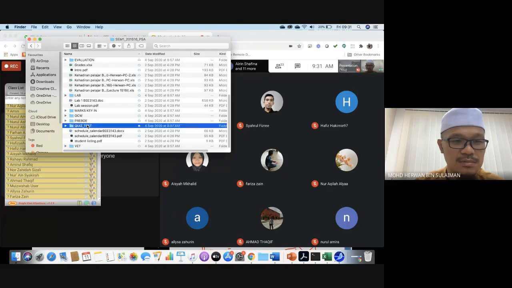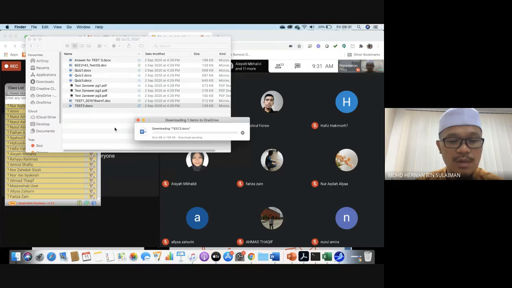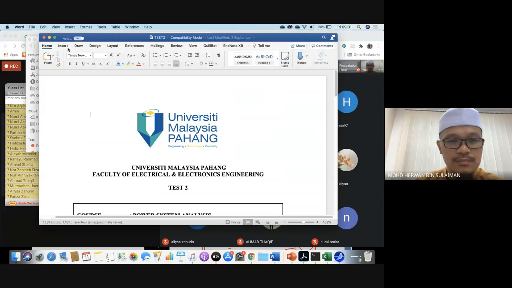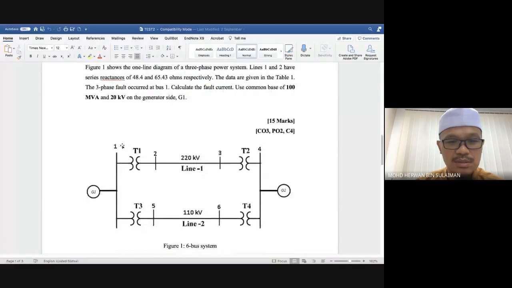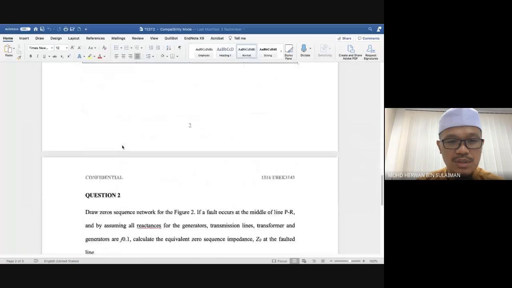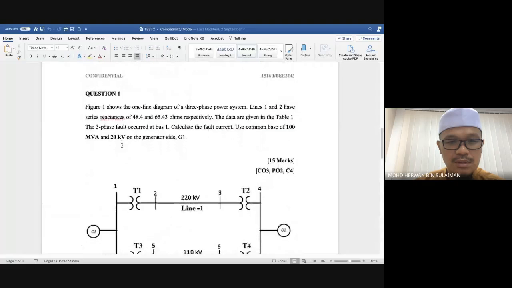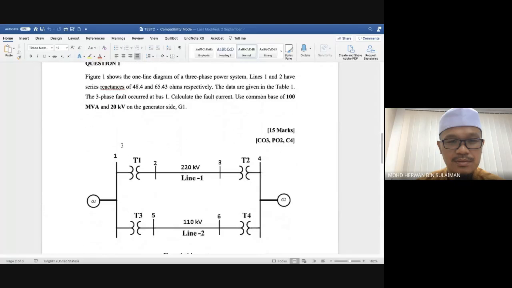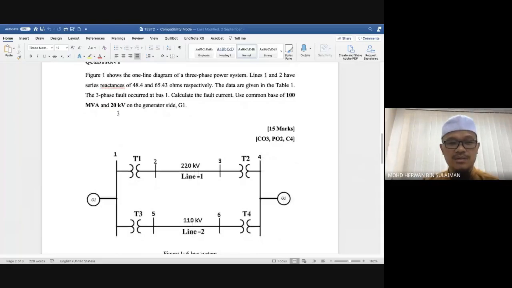16. Okay, test 2. Jom tengok ni. Ni example tahun 2015. Boleh lagi kalau saya nak keluarkan balik soalan ni. Okay. So let's do this question. Then kita boleh stop.